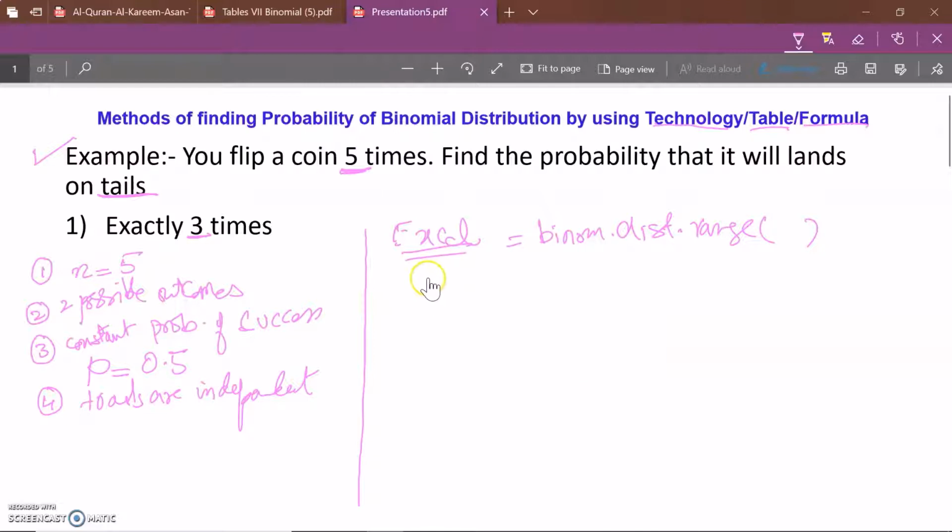It will ask us what is n. Our n is 5. It will ask what is your number of successes, how many times you want to be successful. I want to be successful 3 times. That's what I'm looking for. And it will ask what is the probability of success. It's 0.5. I will plug these into Microsoft Excel, and Excel will give me the answer. Actually, what I'm finding is the probability that X is exactly equal to 3. What is the probability that my coin lands on tails exactly 3 times? So how are we going to do that? Let's move to Microsoft Excel.